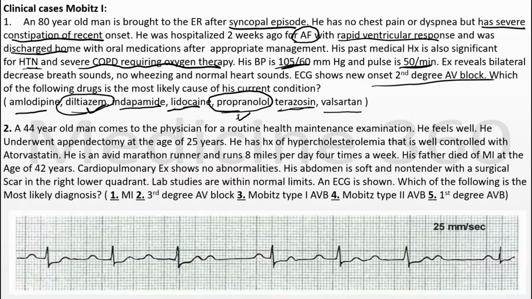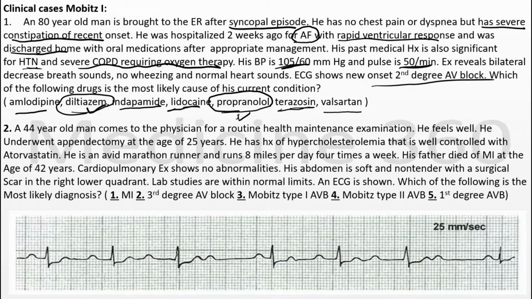What will be the management in this case? As the patient has symptomatic second degree heart block, we will do pacing, initially transcutaneous pacing and later on permanent transvenous pacing. And now we will move to the second scenario.